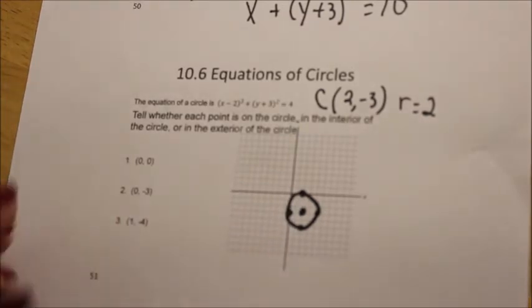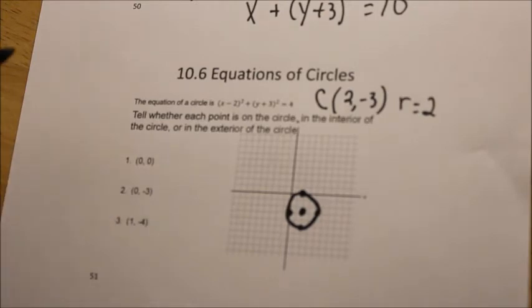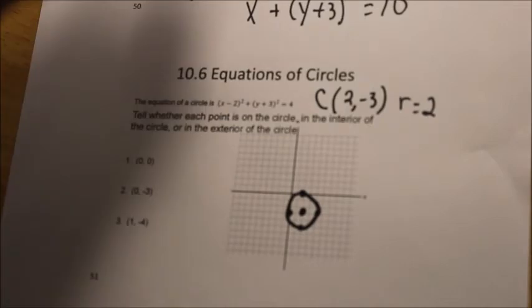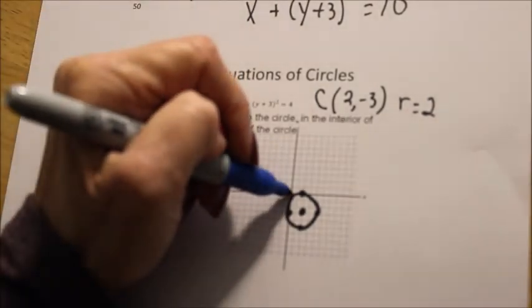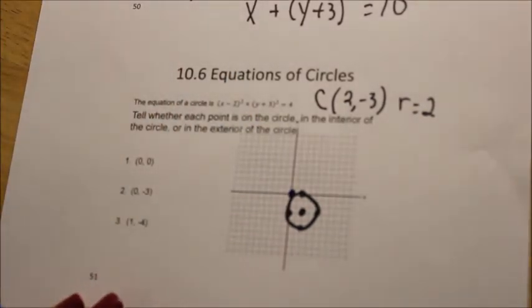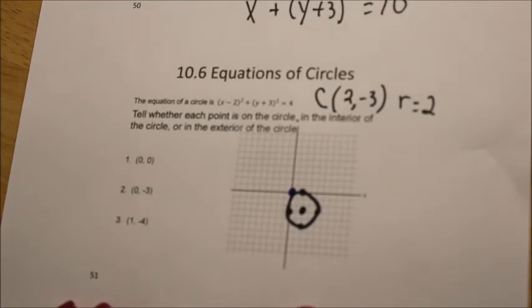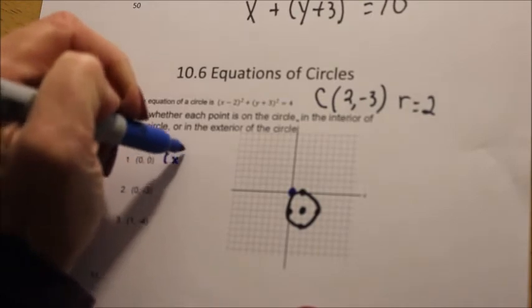And so the last thing we want to do is graph these points and say, is it on the circle? Is it in the interior? Or is it on the exterior? So, using my other color here, I've got 0, 0. Now, these pens are a little bit thick, but notice that that is not on the circle. It is not on the inside of the circle. It is on the outside of the circle. So that would be on the exterior. So I'm simply going to write EXT next to that one.